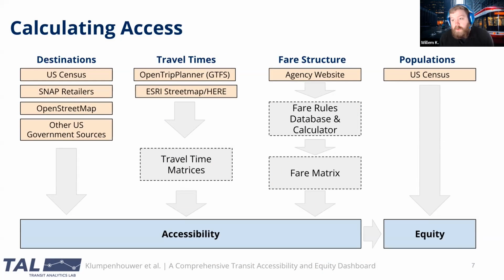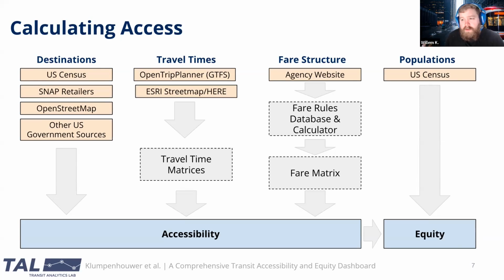So in order to perform an accessibility analysis, what you really need is travel times. You need some sort of travel time matrix. We generated 2 travel time matrices. So the car travel time matrices came from Esri, StreetMap, and HERE data. It's the only part of this data set that isn't open source. Everything else was done with open data and produced with open source software.